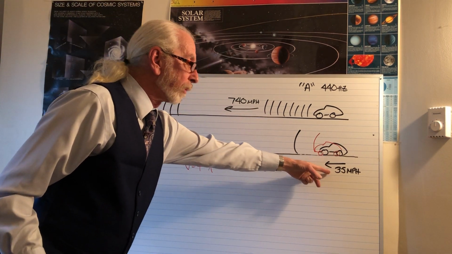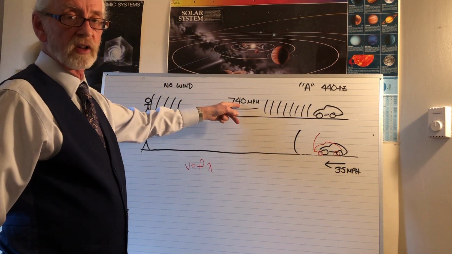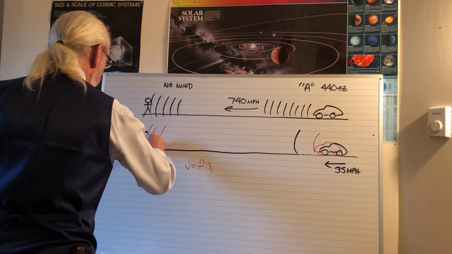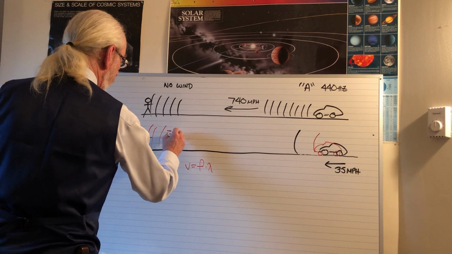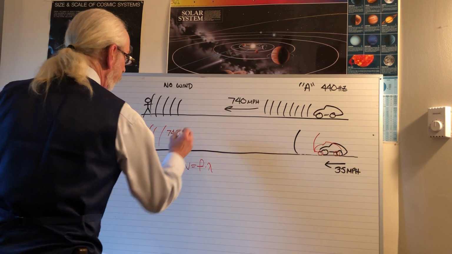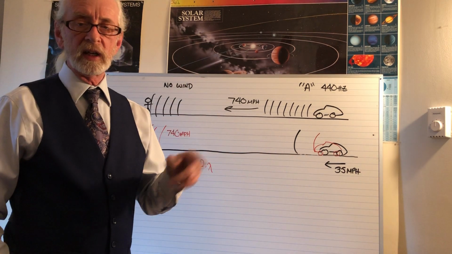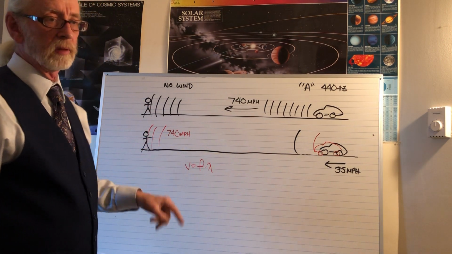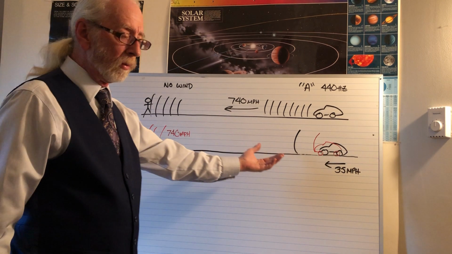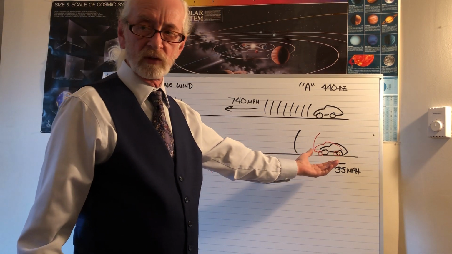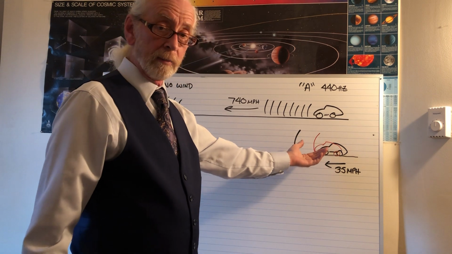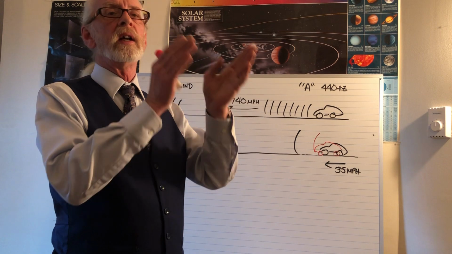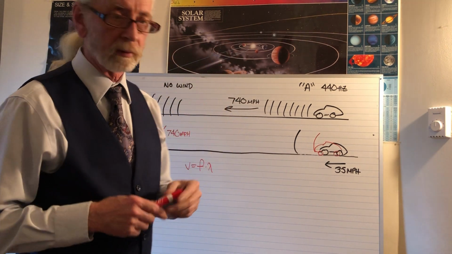That 35 miles per hour will not add to the 740 miles per hour. Those waves are still going to hit at 740 miles per hour. Why? Because the medium dictates the speed, nothing else. So those waves are locked in at 740 miles per hour, period end. So we get to a point where this is actually a something's got to give sort of scenario. So that's what happens. The distance between the two waves gets shortened, and therefore the frequency gets higher. That's how the Doppler effect works.